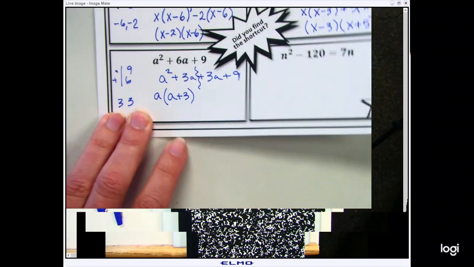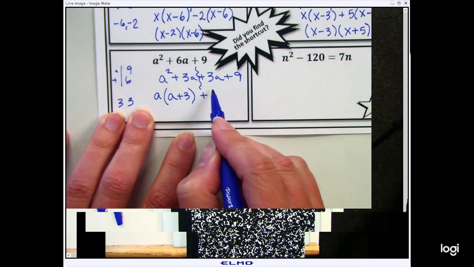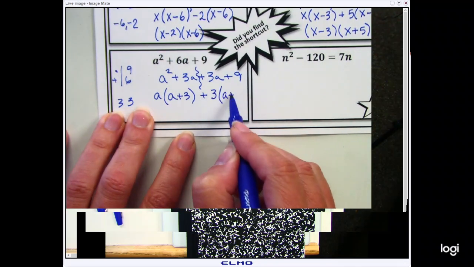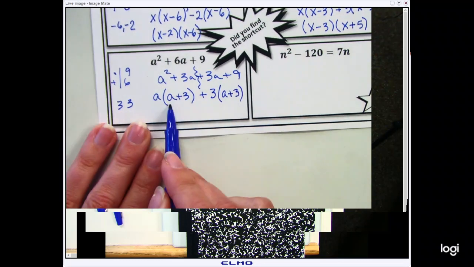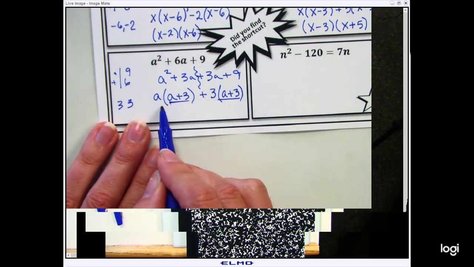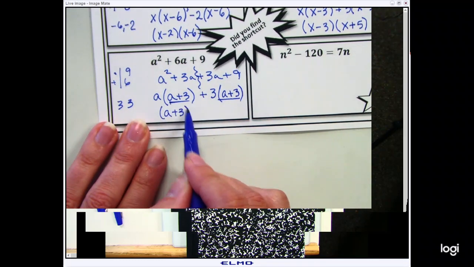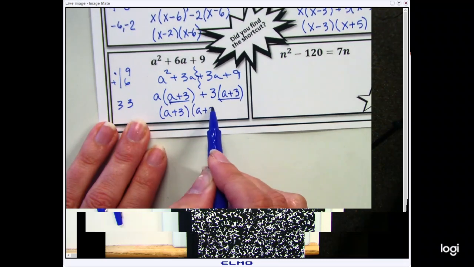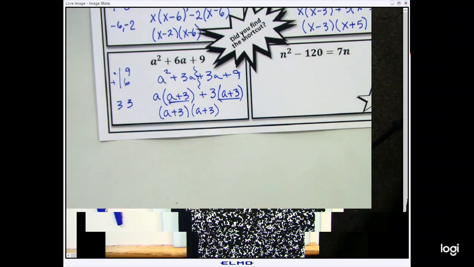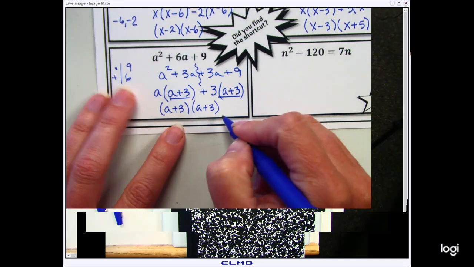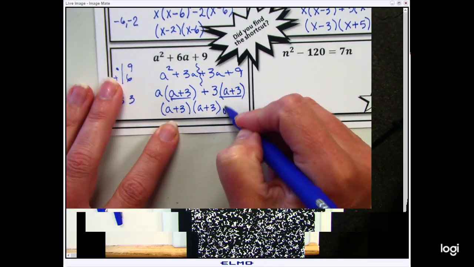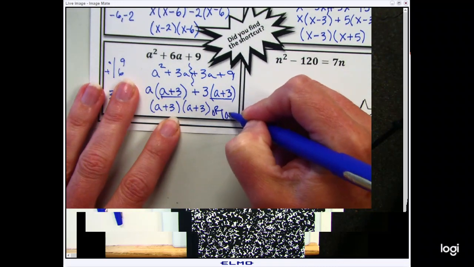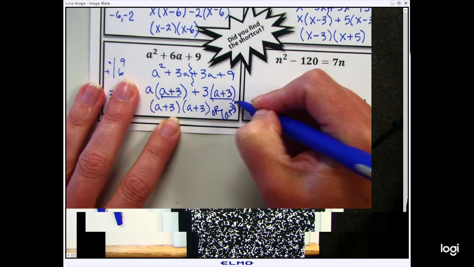What's the greatest common factor on the right? 3, A plus 3. All right, I've got this greatest common factor now of A plus 3. Oh, and look what's left behind. A plus 3. Did you just put a squared right there? Absolutely. Or A plus 3 squared.